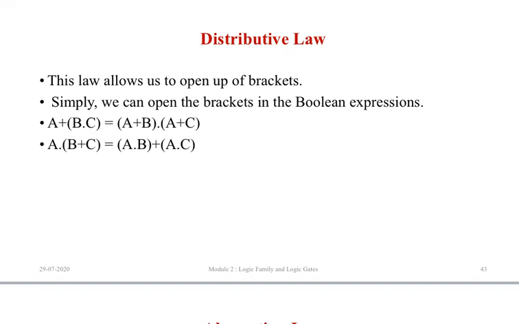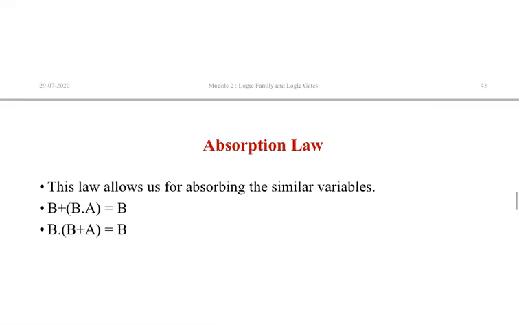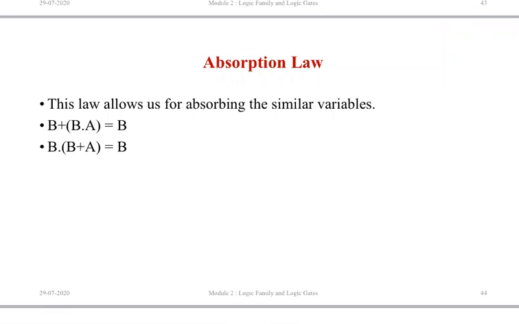Next one, an important law, is your absorption law. Absorb means something I'm absorbing, something I am removing. So this law allows us to absorb the similar variable. Now be careful about this. This is the one which you will mostly use. B plus B into A. So you have ORing B with the product of B into A. Now which is the common variable? B. So my answer is B over there.